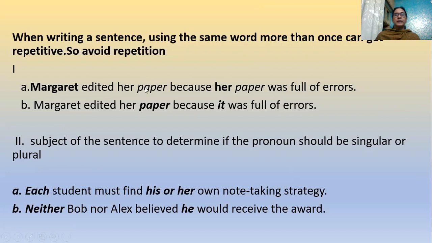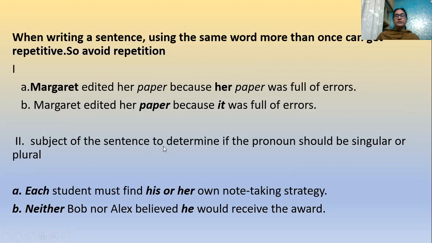So paper is also a noun. But if you say Margaret edited her paper because her paper was full of errors, I am repeating Margaret, so instead of Margaret I am writing her. I can even replace paper. I can say, Margaret edited the paper because it was full of errors. So in two places the noun is replaced by the pronouns her and it.